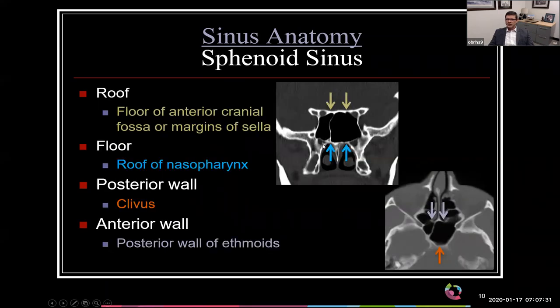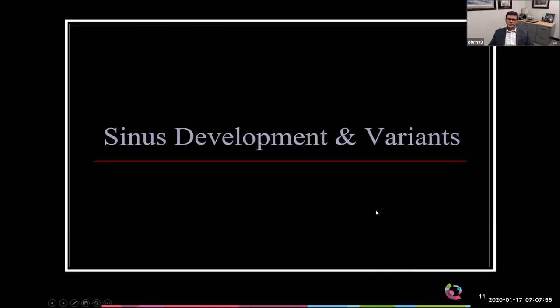And lastly, the sphenoid sinus. Its roof is either the floor of the anterior cranial fossa or the margins of the sella, depending upon the degree of pneumatization that the sphenoid sinus has. The floor is the roof of the nasopharynx and portions of the posterior nasal cavity. Its posterior wall is the clivus. And like we talked about, the anterior wall of the sphenoid sinus shares the posterior wall with the ethmoid sinus.